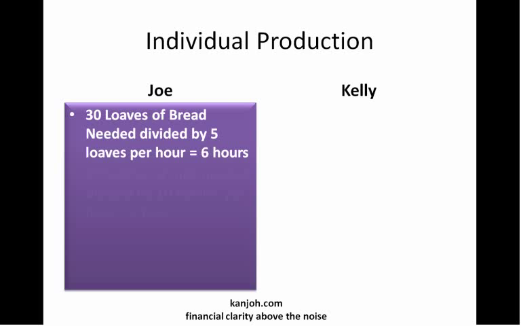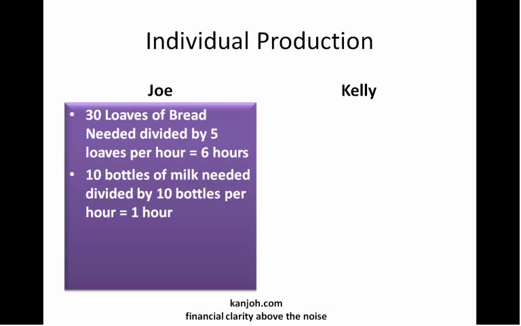Now, with the milk, he needs 20 bottles of milk, and he produces it at 10 bottles per hour. So it'll take him 2 hours. 20 divided by 10 is 2 hours. So the total number of hours he'll spend is 6 hours on the bread plus 2 hours on the milk is a total of 8 hours.